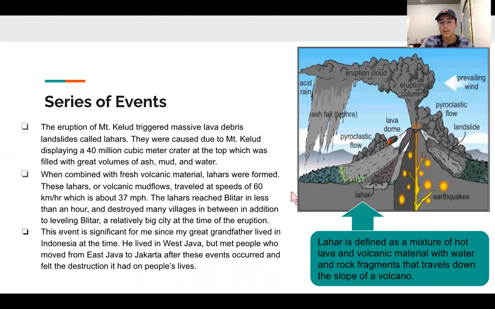And lahar is defined as a mixture of hot lava and volcanic material with water and rock fragments that travel down the slope of a volcano. And since Mount Kelud was a stratovolcano, it's pretty steep, so it's easy for the lahar to build up speed.